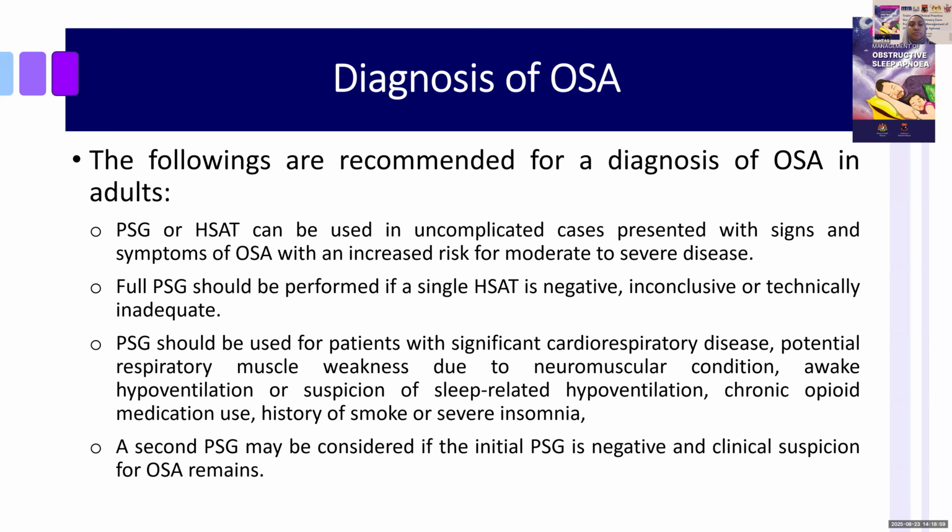Polysomnogram should be used for patients with significant cardiorespiratory disease, potential respiratory muscle weakness due to neuromuscular condition, awake hyperventilation or suspicion of sleep-related hypoventilation, chronic opioid medication use, history of smoking, or severe insomnia. A second PSG may also be considered if the initial PSG is negative and the clinical suspicion for OSA remains.